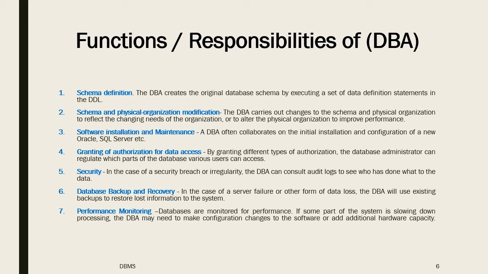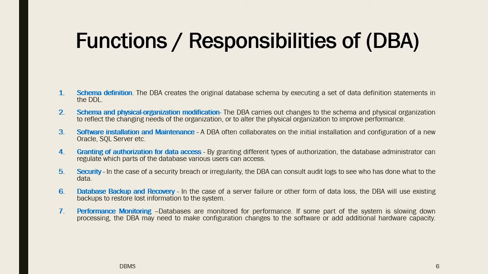Then software installation and maintenance. The DBA collaborates on the initial installation and configuration of a new Oracle or SQL server. The fourth point is granting of authorization for data access. By granting different types of authorization, the database administrator can regulate which parts of the database various users can access. Everyone cannot access every part of the database. So, according to the requirement of the user, the database administrator can grant the access.